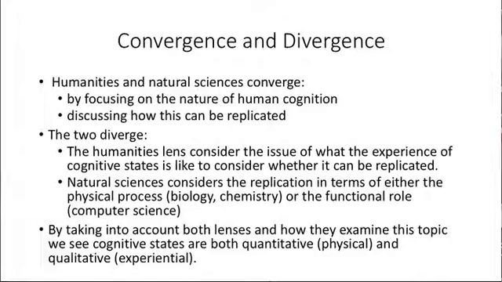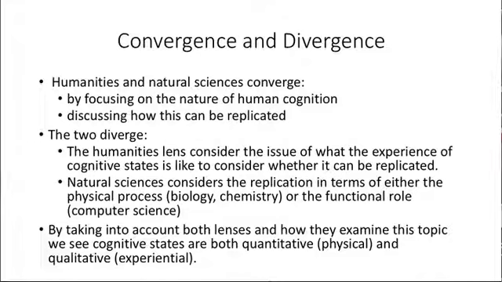Then you got to discuss how they are different, how they diverge. And I've got a couple differences. The slide says 2, so make sure you've got at least 2 similarities and 2 differences. For me, the humanities lens, and I focused on this, it's the experience that we have and whether that experience of cognitive states can really be replicated. Whereas natural sciences, they're looking at it in terms of the physical processes and the functional role that computers play. Can we make those things similar enough to say that a machine has artificial intelligence?